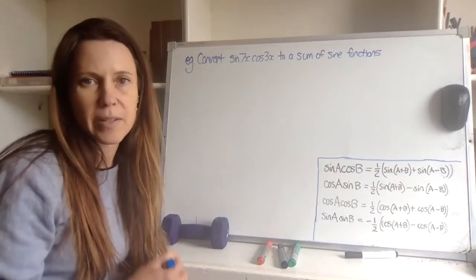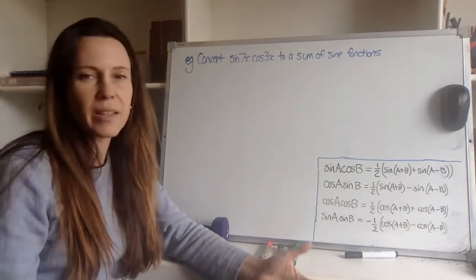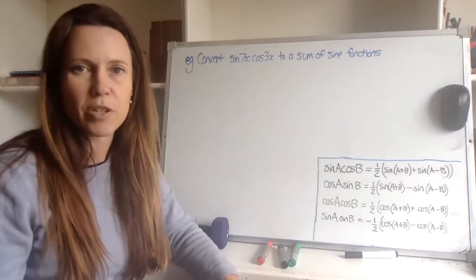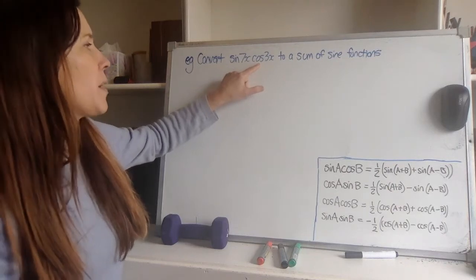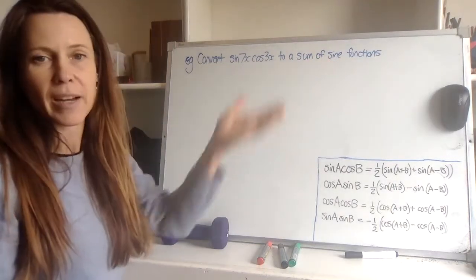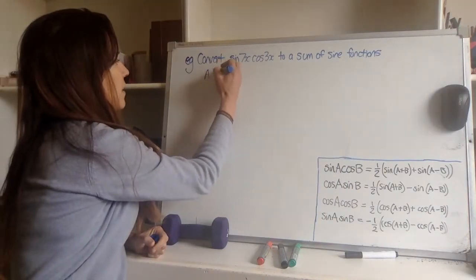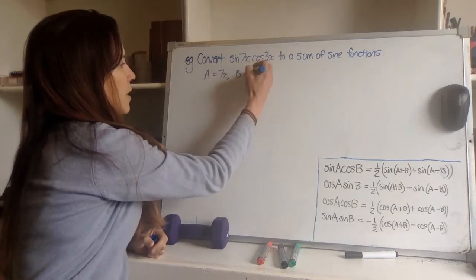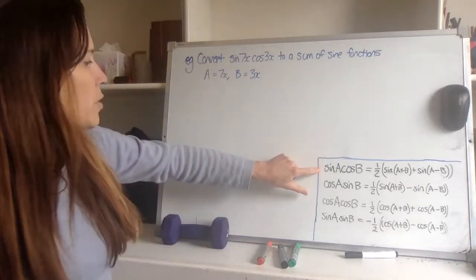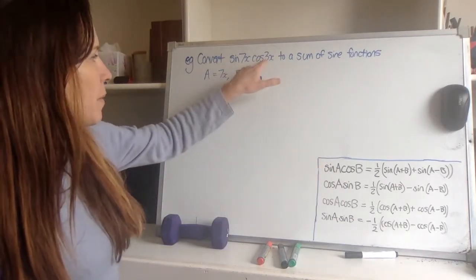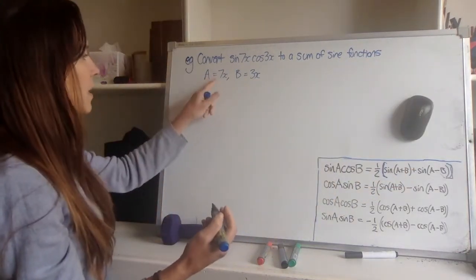Now, we use these products to sums identities, and I've left them on the board here for easy reference. We use them to basically prove identities or just to rearrange expressions as required. So, for example, here we need to convert sine of 7x multiplied by the cos of 3x to a sum of sine functions. So, the sine of something, the cos of something, here I can see that A is 7x and B is 3x. Now, you don't need to write that down all the time, but when you're just starting, it's not silly. And now I can see that I'm using this one because it's the sine of something multiplied by the cos of something else. And then I can go ahead and just write out my identity using my A and B.